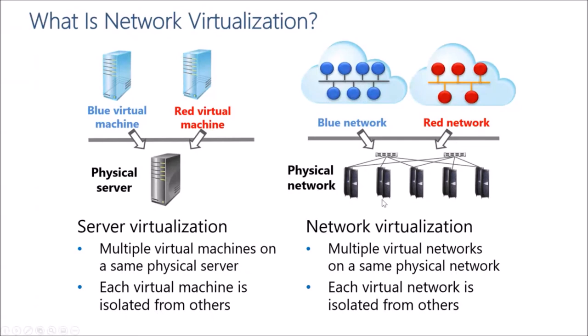So, server virtualization: multiple virtual machines on the same physical server, each virtual machine isolated from the other. How, though? Network virtualization: multiple virtual networks on the same physical network, each network isolated from the other. But how? All right, so what we're trying to achieve is that the blue network exists on the same physical network, but cannot see or be seen by the red network. That's what isolation is all about. So how do you get a virtual machine to communicate with everyone here and also communicate with the physical network, and the same for the red, but not communicate with each other? That's the problem, okay?